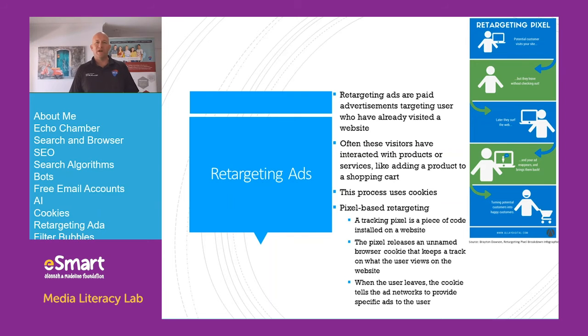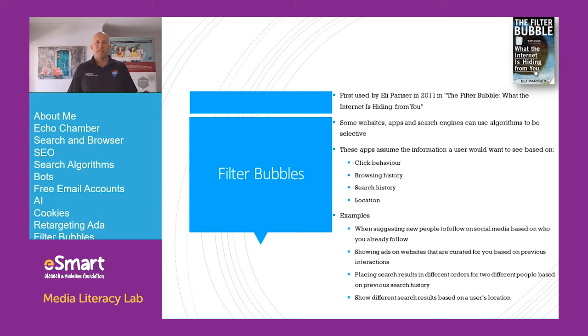Filter bubbles. What is a filter bubble? Now, this term was first used by Eli Pariser in 2011 in the book The Filter Bubble: What the Internet is Hiding from You. Some websites, apps and search engines can use algorithms to be selective. These apps assume the information a user would want to see based on click behaviour, browsing history, search history, location.